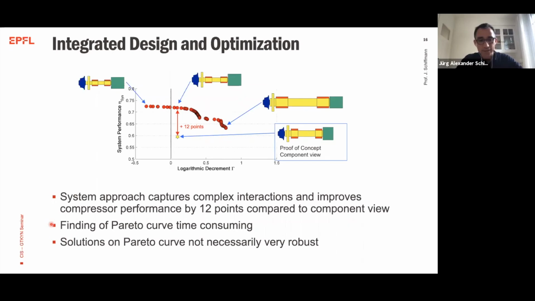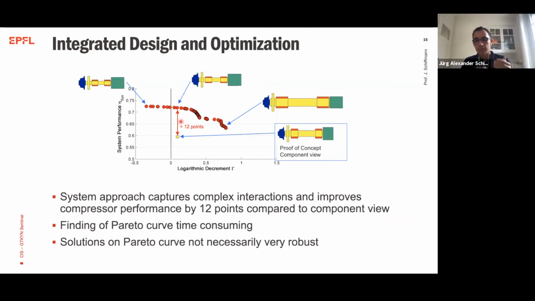Now, a challenge here is that finding this Pareto curve is very time consuming because, first of all, our models are reduced order models, but they're still computationally expensive. The way we did the optimization and the constraint handling is suboptimum. So there's still a lot of work to do. And another challenge is that it turns out that solutions on this Pareto curve are not necessarily very robust towards manufacturing deviation. So it means that if you have some manufacturing deviation of this optimum solution, it might fall into a non-feasible region or the efficiency might drop significantly.